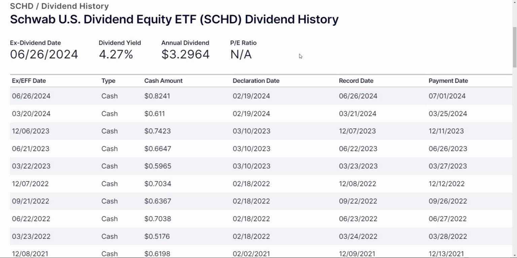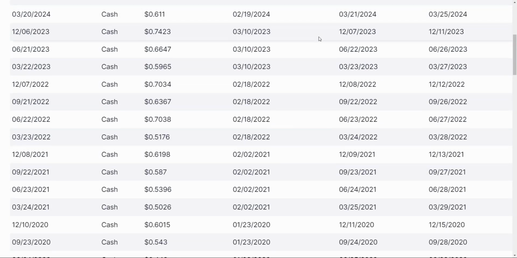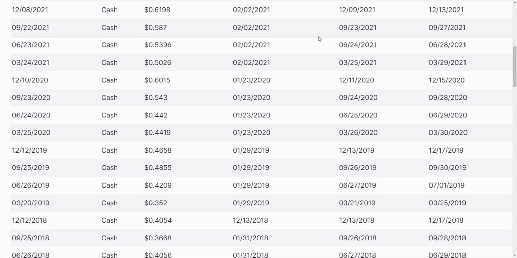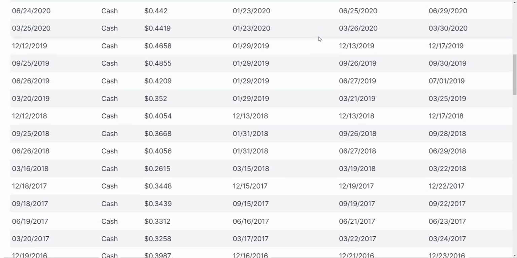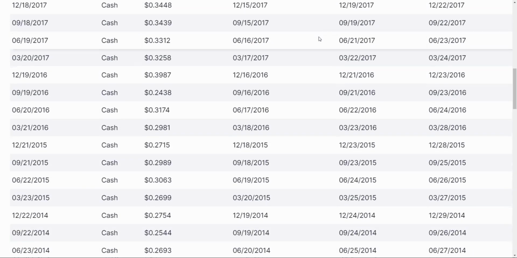And before I do that, I want to just give a quick shout out to this ETF, which has grown its dividend quite a bit year over year. In June of 2023, it paid a dividend of 66.47 cents per share. And then in June of 2024, it paid a dividend of 82.41 cents per share. So as you can see, the fund does a great job of growing its dividend over time. And I am just going to scroll down a bit to show you that dividend growth over time. Overall, as you can see, a few years ago, it paid quite a bit less. And then if we go back even further, it paid even less.